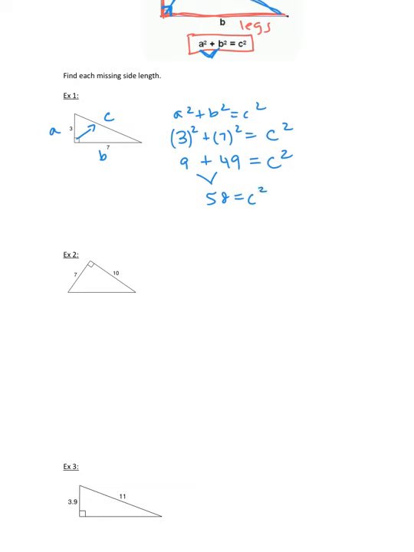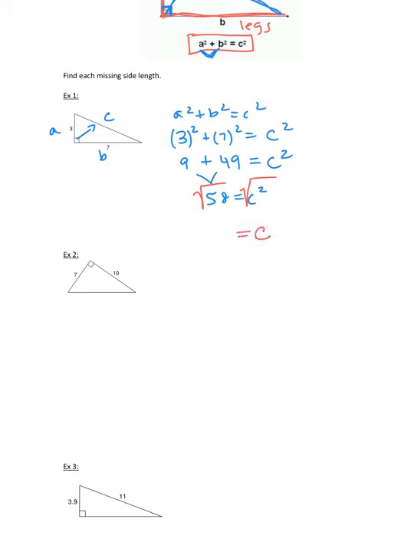Now to isolate c, if you think back earlier this year we did this, when it's being squared, the opposite of squaring is to take the square root. So you're going to take the square root on both sides, and what that does, since it's the opposite of squaring a number, is it gives you the c value by itself.